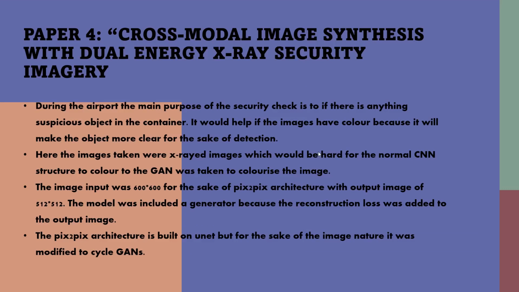Coming to paper 4, here the dataset which was taken was X-ray images. The X-ray images were very complex in nature. Because of that, CNN was not used. The GANs were used. The pix2pix architecture was introduced, which was basically built on UNet, but because of the complex nature of the data set, it was built on cycle GANs.